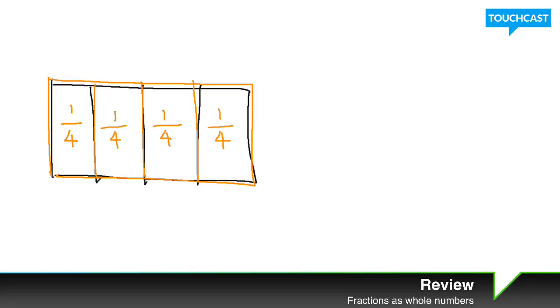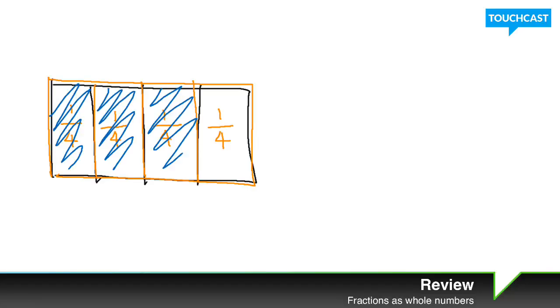So let's say I took 3 out of 4 pieces and I shaded it. 1, 2, 3. So now what we can do is represent this fraction as 3 pieces shaded, 1, 2, 3, over 4 total pieces in the whole, 3 over 4.